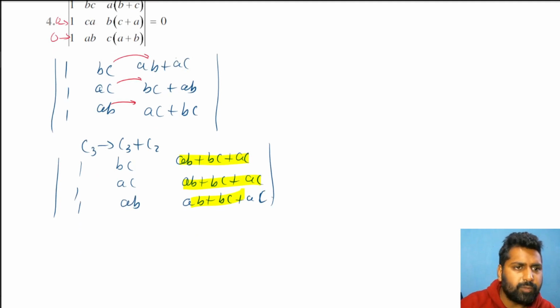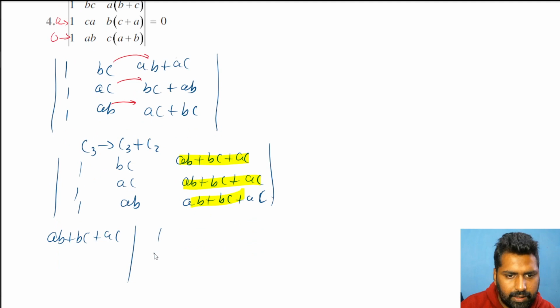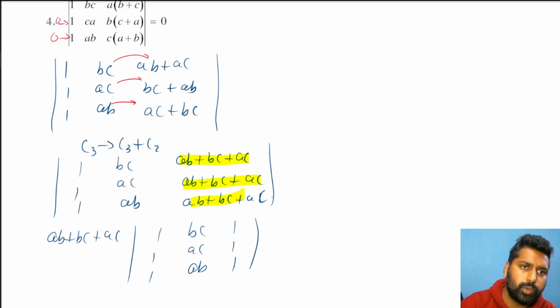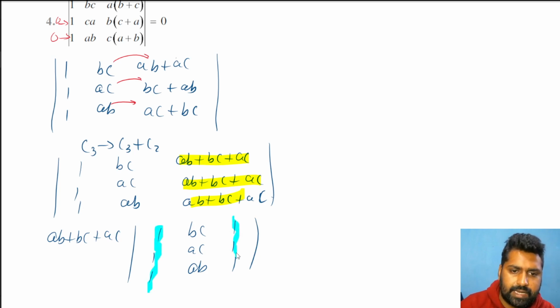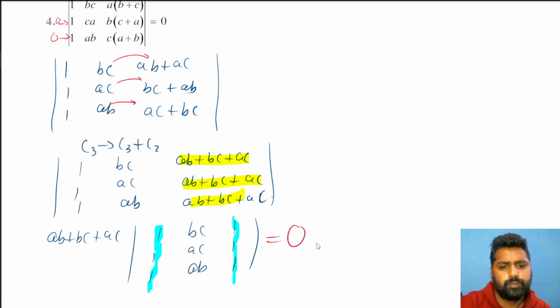So I can take them common. I can take common from column 3. So AB plus BC plus AC, if I take common, I get 1 1 1, BC, AC, AB, and again 1 1 1. Again two rows or two columns identical, determinant is 0. Nothing need to solve, 0 into anything is 0. Okay. All right.